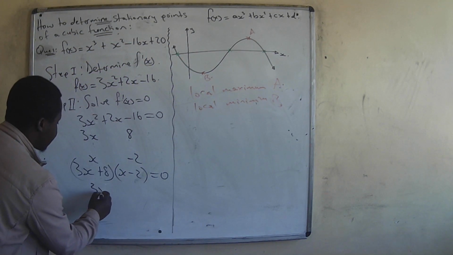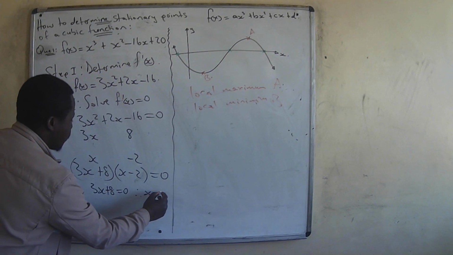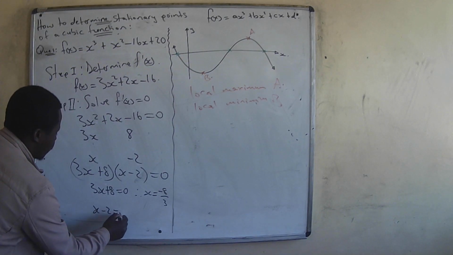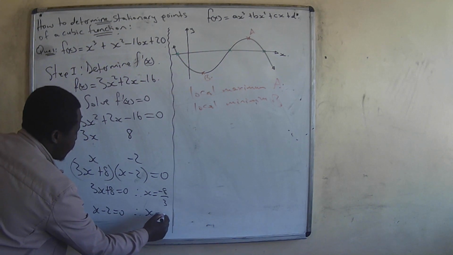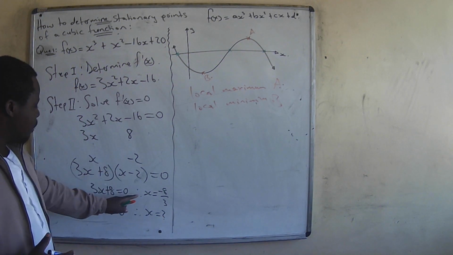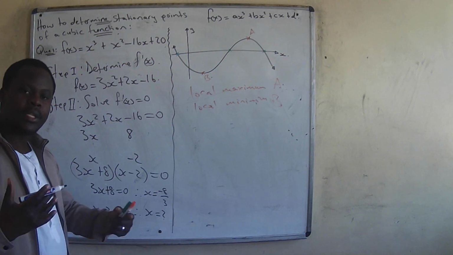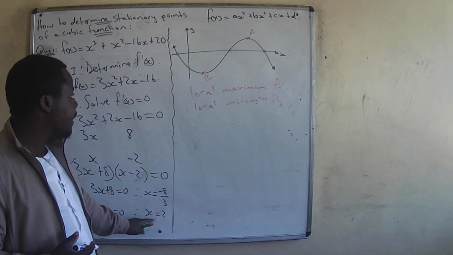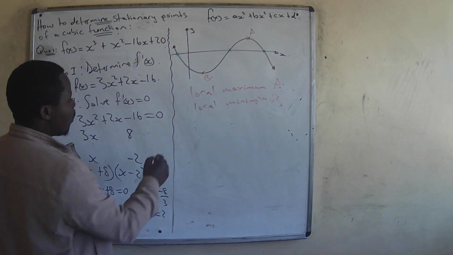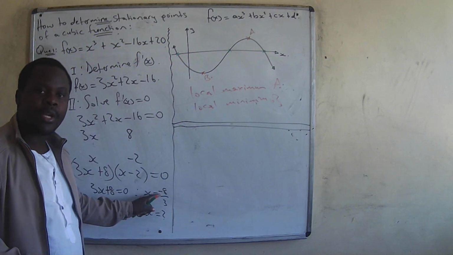3x plus 8 equals 0 is going to give us x equals negative 8 over 3. The other one, x minus 2 equals 0, is going to give us x equals positive 2. So at this step, we now have two x values: x is equal to negative 8 over 3, and x is equal to 2. Our next step is to get the corresponding y values for these.